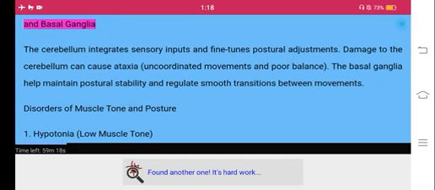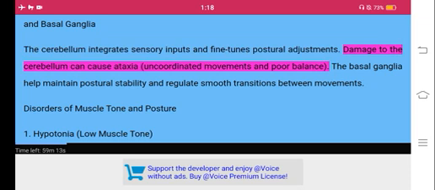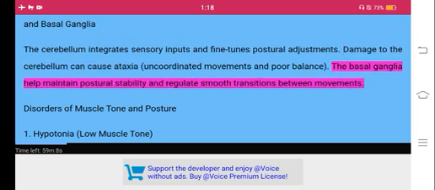C. Role of the cerebellum and basal ganglia. The cerebellum integrates sensory inputs and fine-tunes postural adjustments. Damage to the cerebellum can cause ataxia, uncoordinated movements, and poor balance. The basal ganglia help maintain postural stability and regulate smooth transitions between movements.